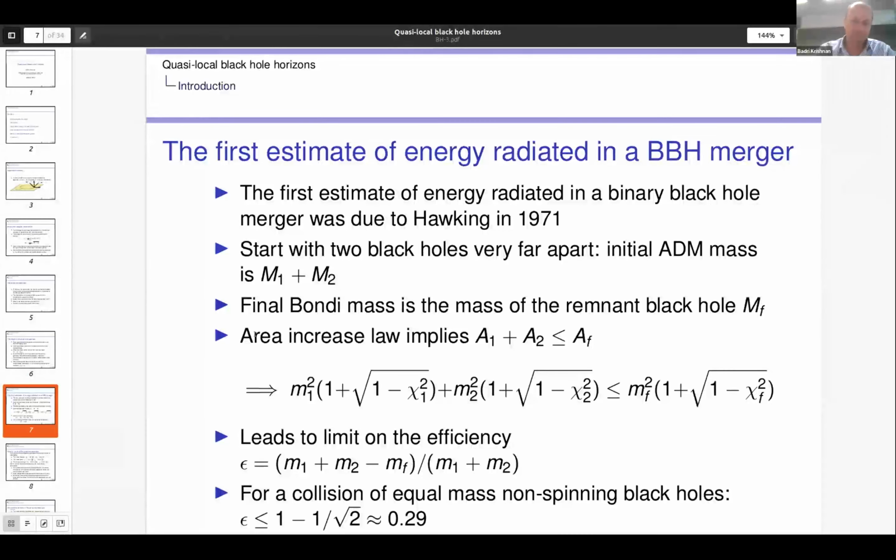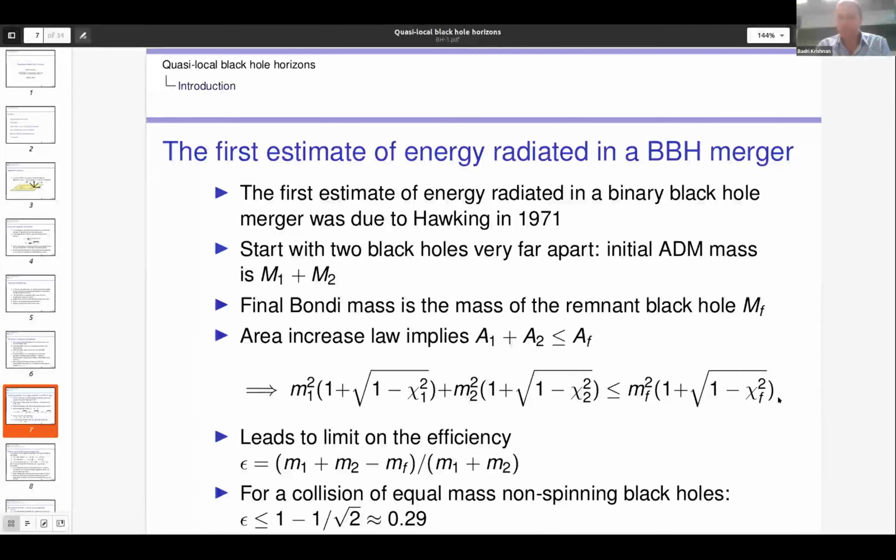And assuming now that the initial black holes are Kerr and the final black hole is also Kerr, we can say that the area should be connected to the mass and the spin through this equation. So A1 is going to be M1 squared plus this combination, where chi1 is a dimensionless spin, which can be between -1 and 1. So this combination of the masses and the spins must be satisfied. Okay, so this is M1, M2, chi1, chi2, and then MF and chi-F here.